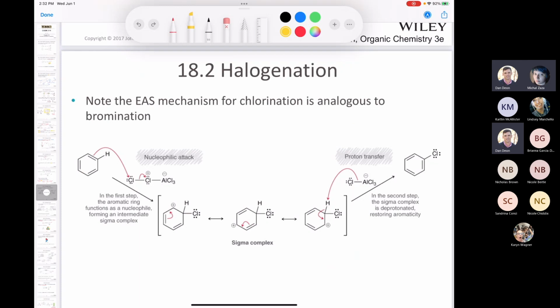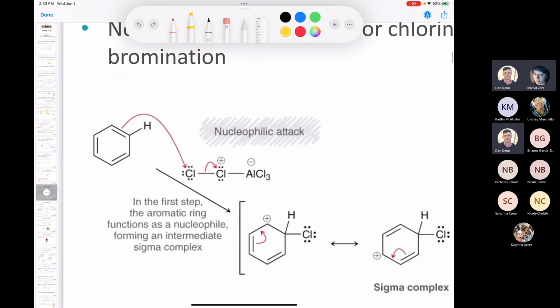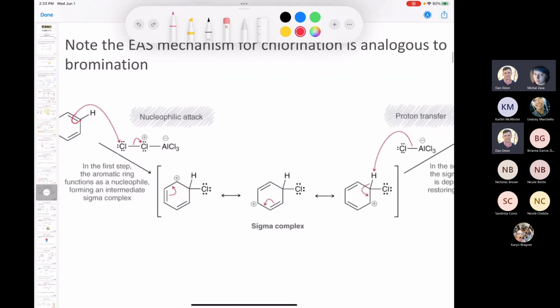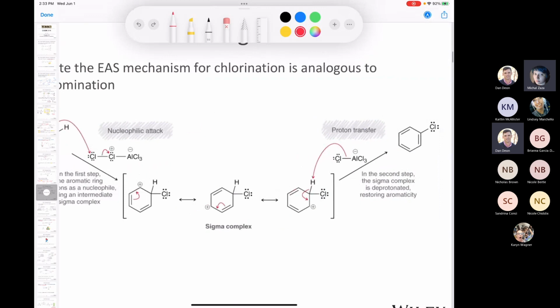We have the nucleophilic attack in the first step. So we have our aromatic ring acting as a nucleophile. Now, I like to always start the curved arrow on the carbon, and kind of drag it through like that. So I say, well, this is where my new bond is going to be. You form the sigma complex. You should be able to draw all 3 of these resonance structures. And then the very last step involves a proton transfer where we regenerate the aromatic ring.